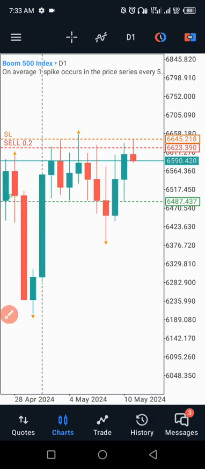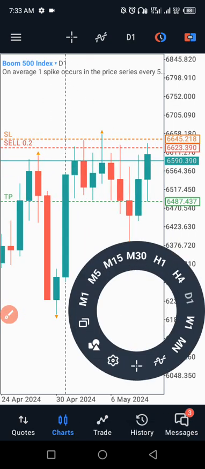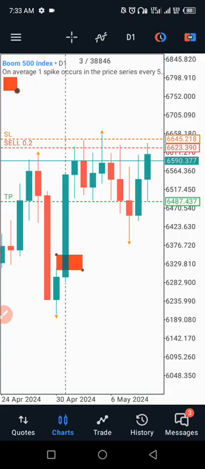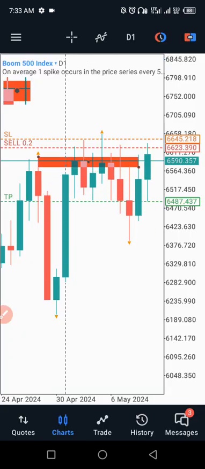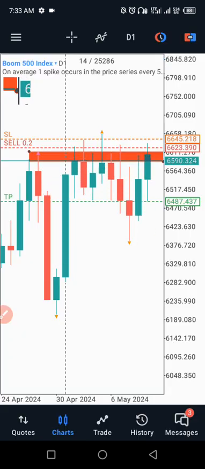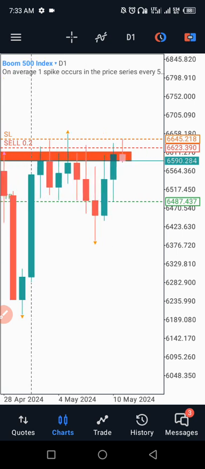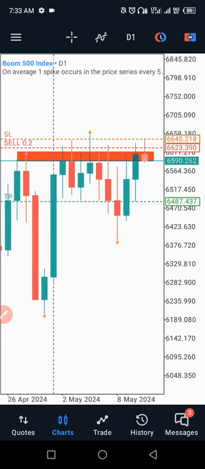Now what we want to do to be able to identify this resistance is to draw our zone here correctly. So this will be our zone. If you notice, for a while now price has been moving around this area. You can see the rejection here, the rejection here, the rejection here. So this shows us the unwillingness of price to break out from this zone.